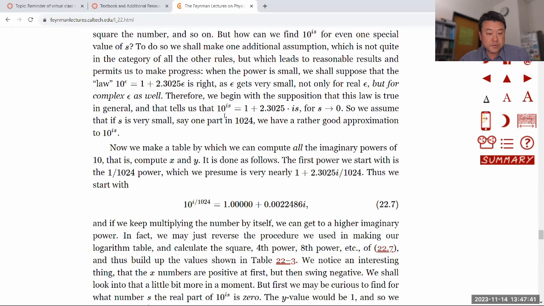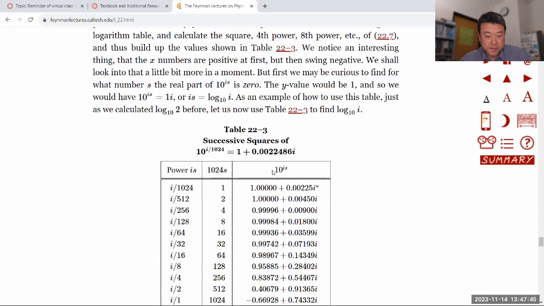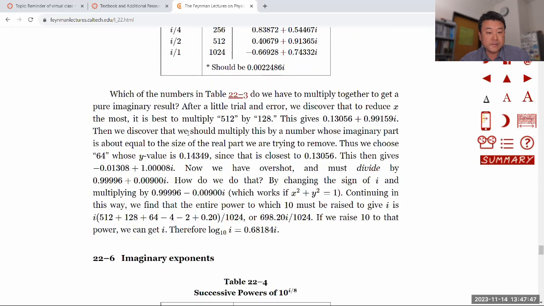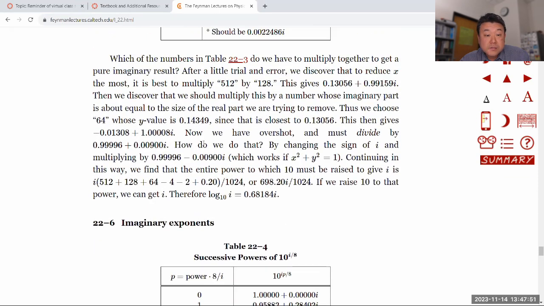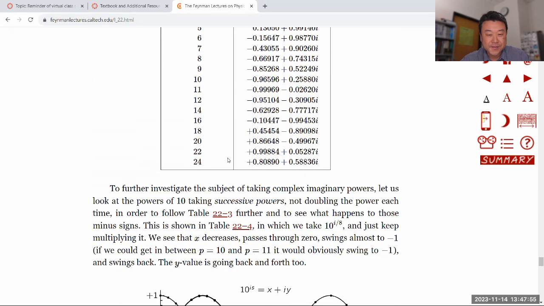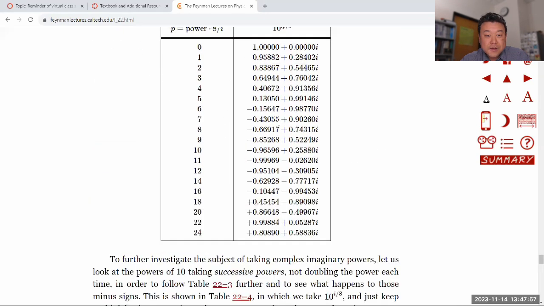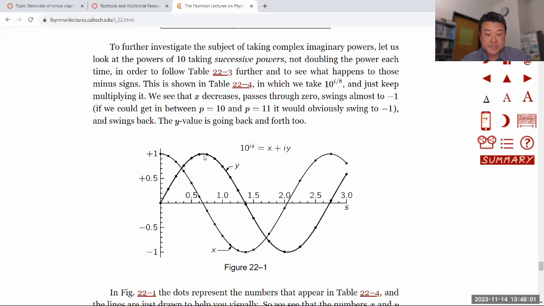So, goes through that, builds some table here, and then, yeah, read through it carefully for your own edification. And when you plot this out, this is what you will see: sine for the imaginary component, and cosine for the real component.